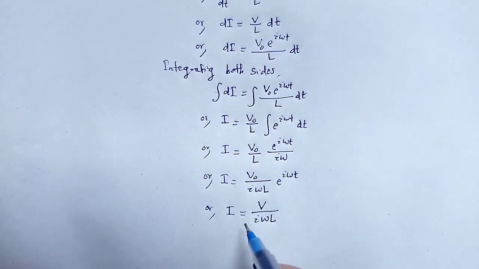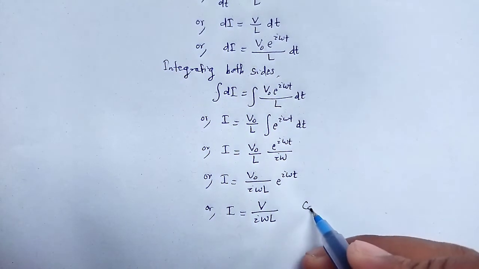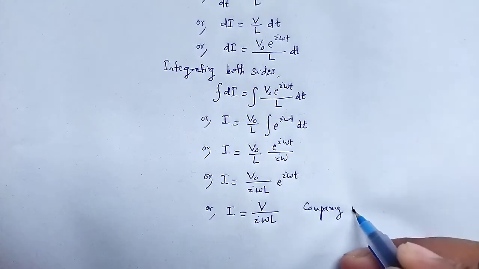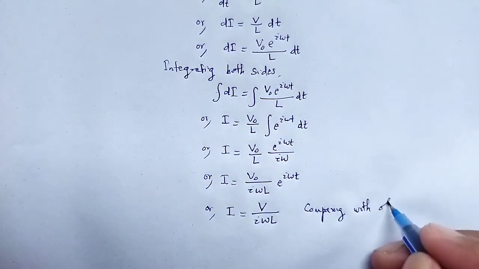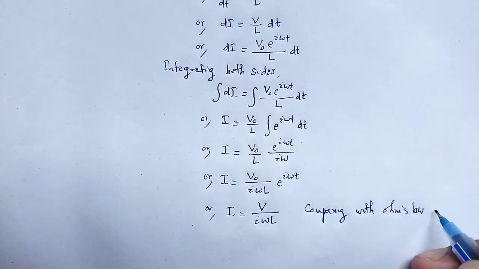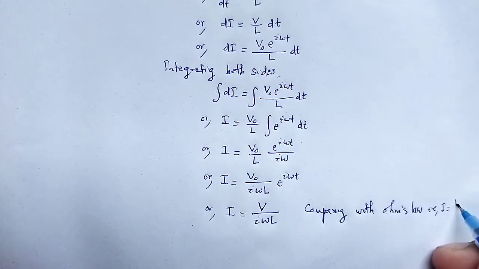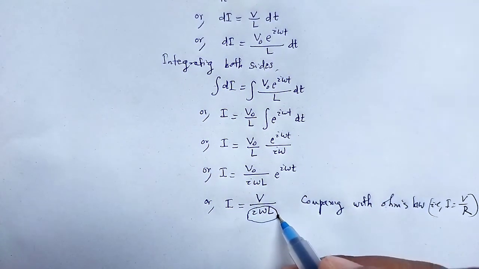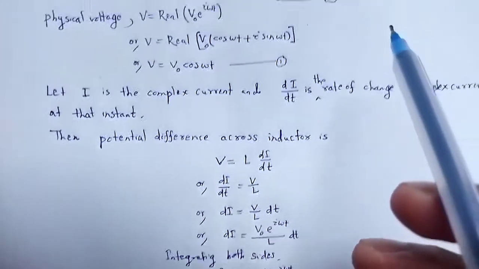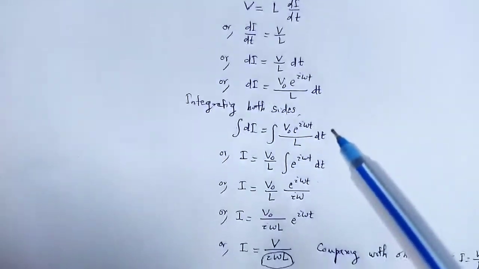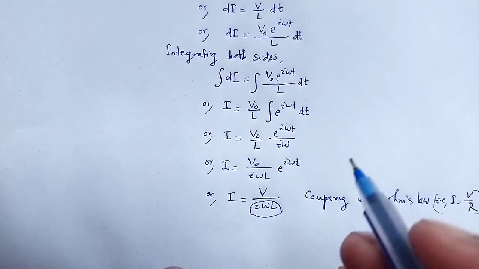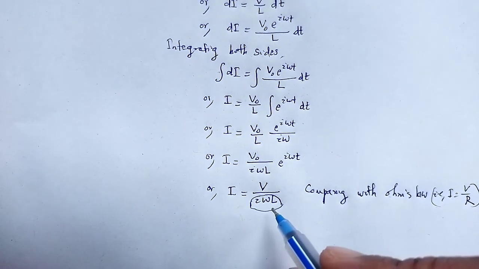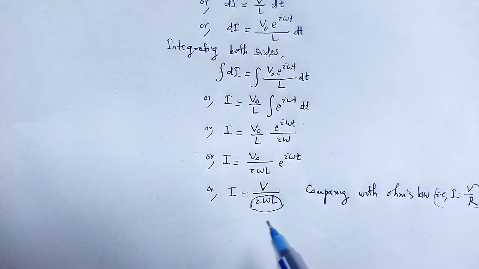Look here, now comparing that equation with Ohm's law, that is I is equal to V by R, current is equal to potential by resistance. So the resistance offered by the inductor to that of AC current is the inductive reactance. As here we take the complex form, it will be complex inductive reactance.